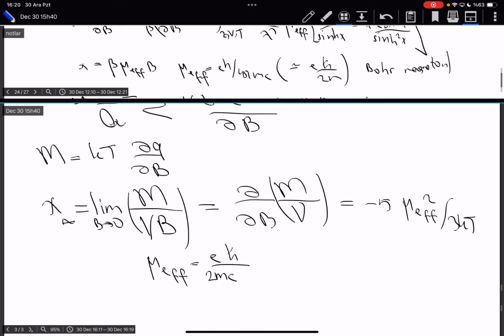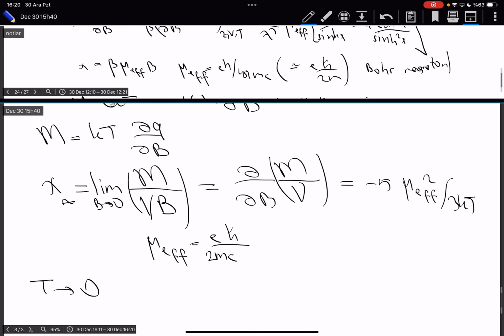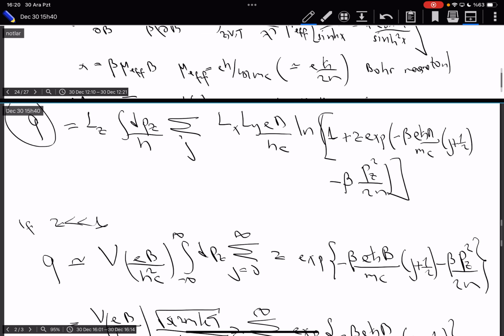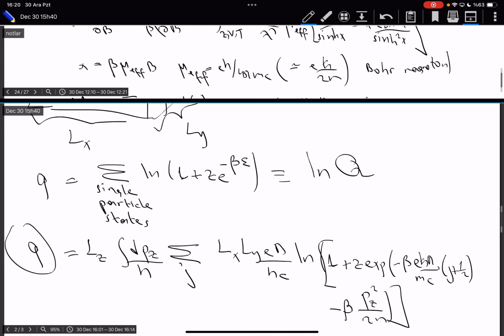Well, there's the other extreme. This is what happened when the temperature was large. What happens at T goes to 0? Well, let's look at it. The steps will be more or less the same. You see, this is the Q potential, whatever the temperature is.